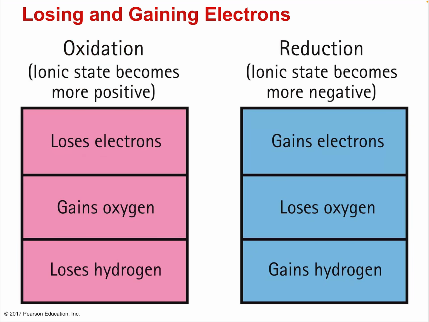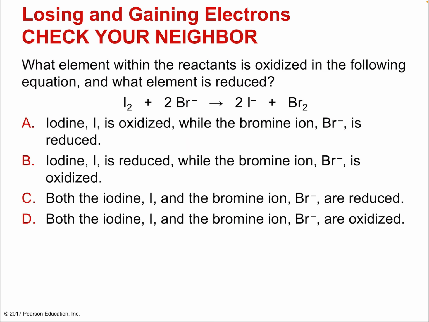Okay, so oxidation, the ionic state becomes more positive because it lost an electron, it gained an oxygen, and loses a hydrogen. All right. In reduction, the ionic state becomes more negative because it gains an electron, loses an oxygen, and gains a hydrogen. Okay, so what element within the reactants is oxidized in the following equation? And what element is reduced?